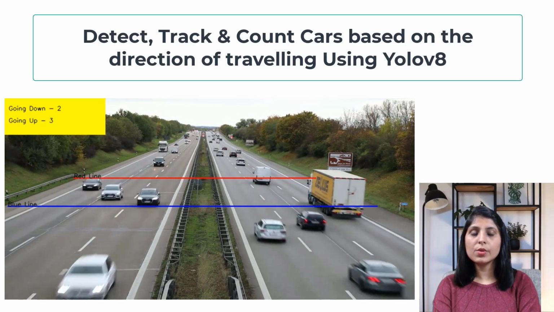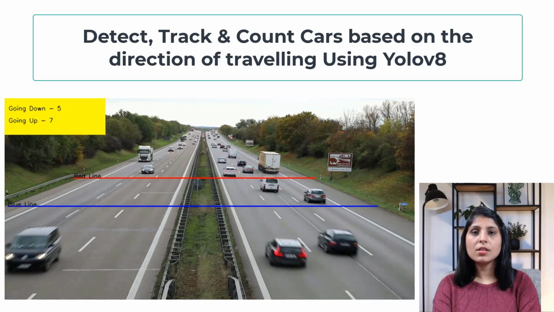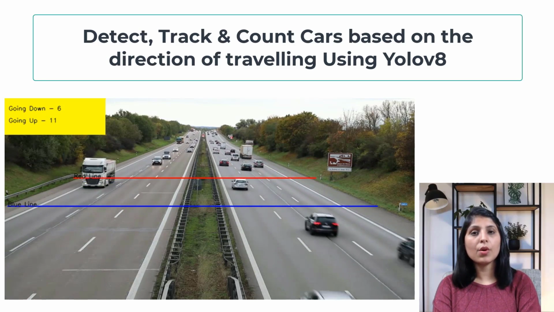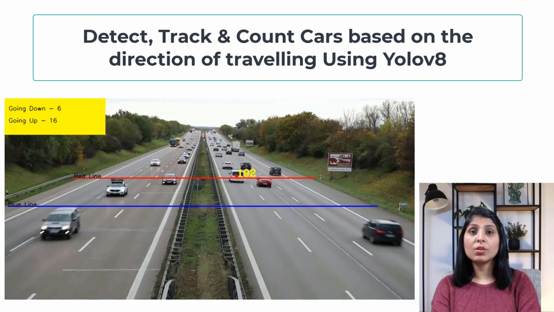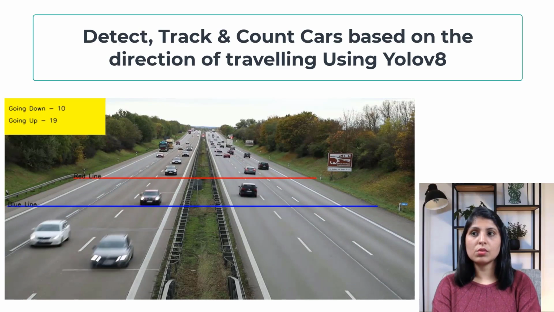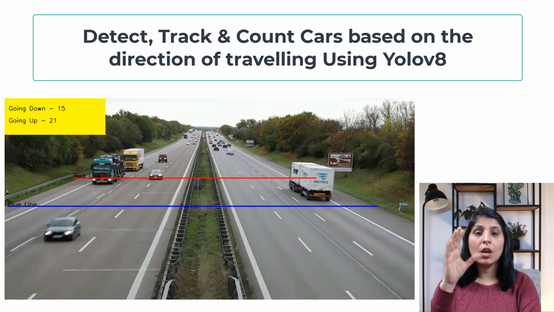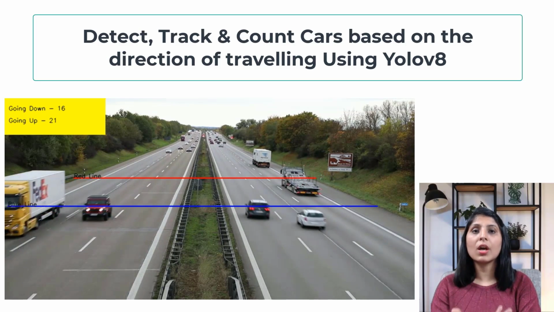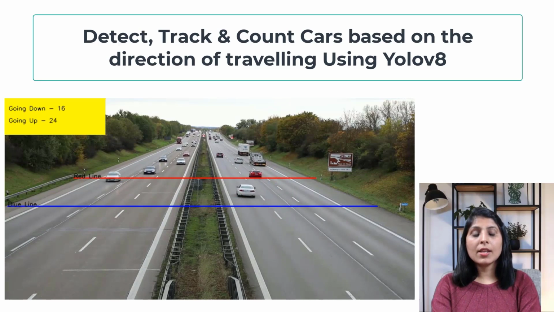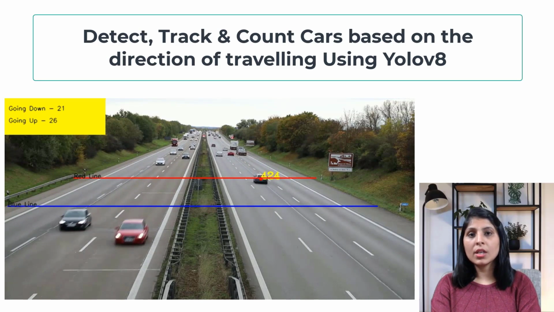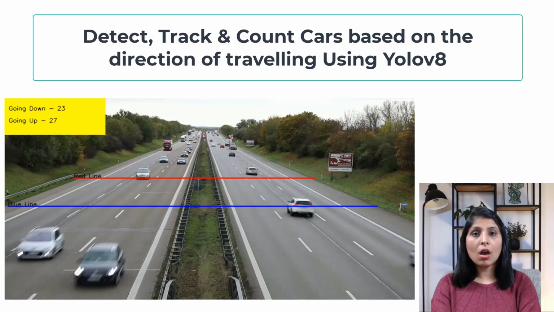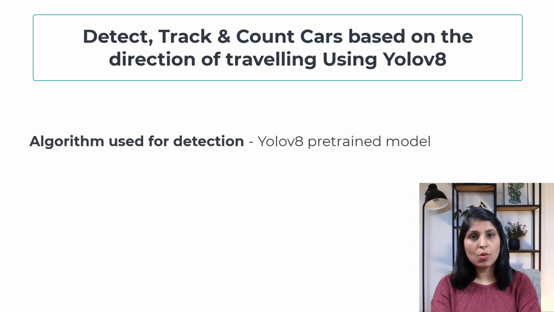So guys, in today's video I'll show you how to detect, track and then count the number of vehicles based on the direction of their traveling. Suppose the vehicles are moving upwards, we'll count that separately, and the vehicles which are moving downwards, we'll count them separately.